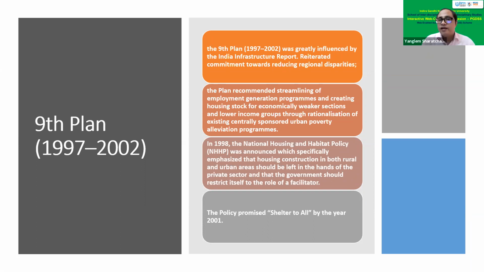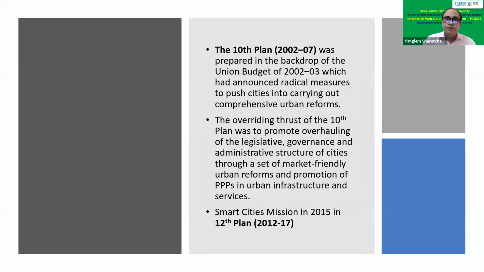So in that way, in 1998, we have the National Housing and Habitat Policy, with the promise of shelter for all by the year 2001. Then we come to the tenth plan, 2002 to 2007. Then in the backdrop, we have comprehensive urban reform. And the latest one, in the twelfth plan, is the Smart Cities Mission of 2015.